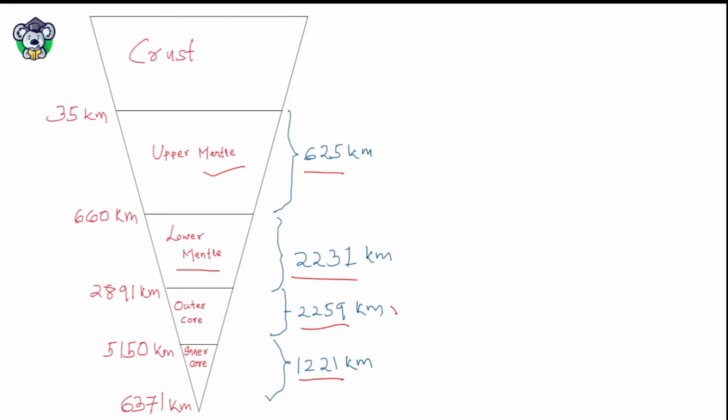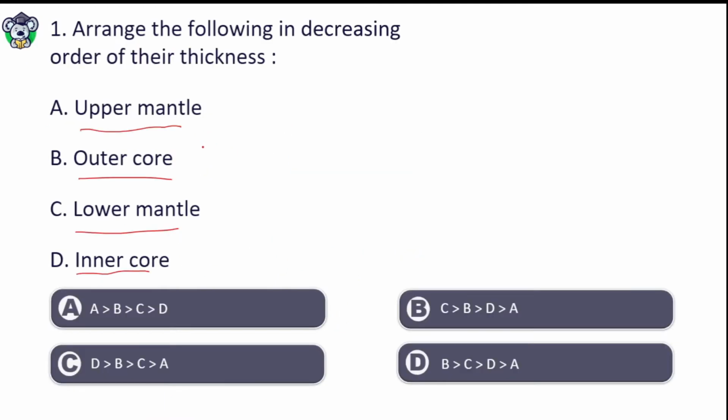That is outer core. Then next lower mantle, then inner core, at last upper mantle. So which will be the right answer? Outer core, lower mantle, inner core, then upper mantle, that is last. So B, C, D, A, that is option D is the right answer.